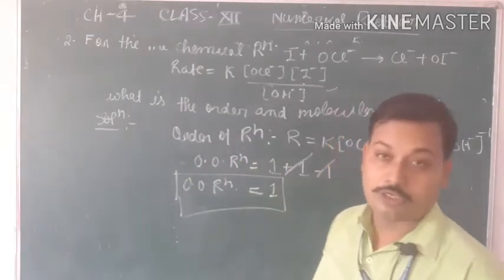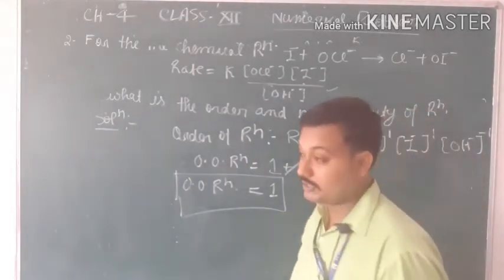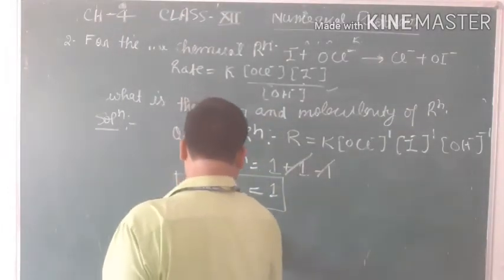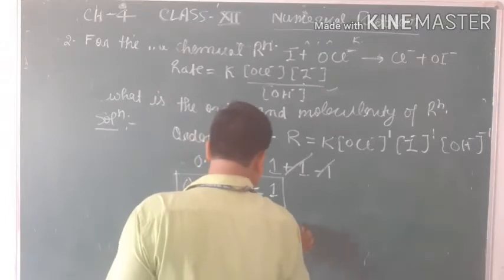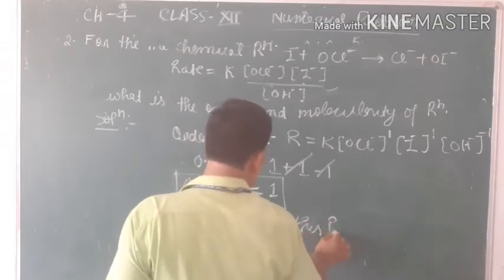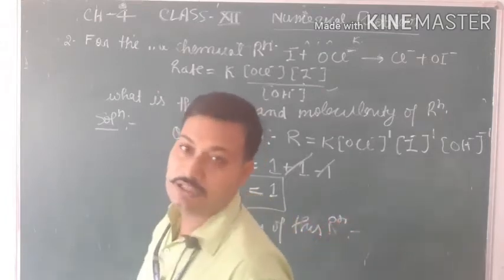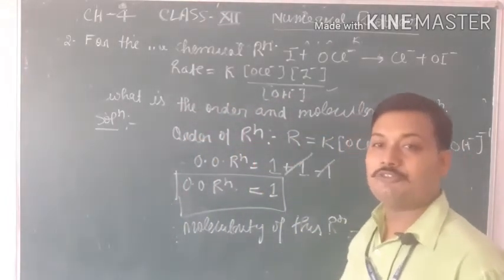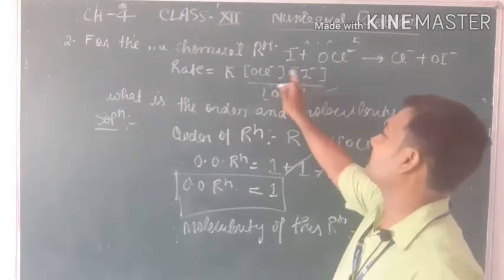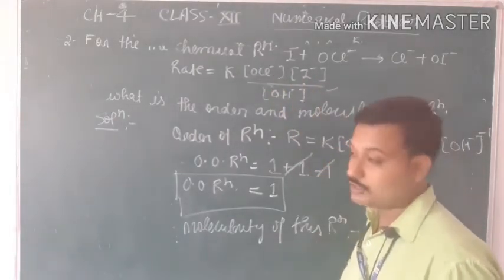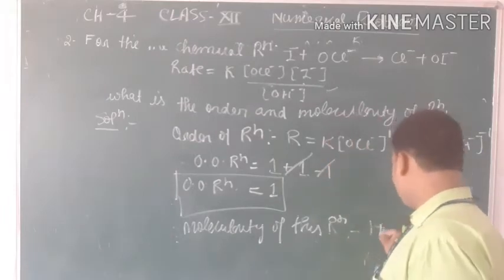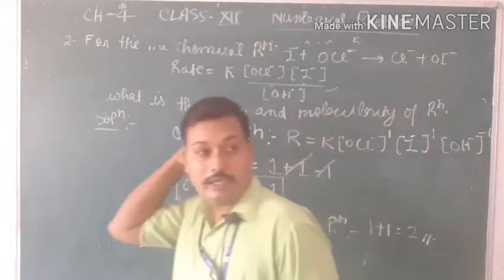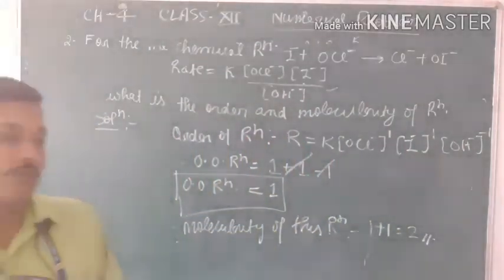Now what is the molecularity of this reaction? You know molecularity is the number of reactant molecules that simultaneously collide with each other during a chemical reaction. So here we find that only two reactant molecules directly combine together to form the product. So 1 plus 1 is equal to 2. So the molecularity of this reaction is 2. Okay, so I think all of you understand this problem.